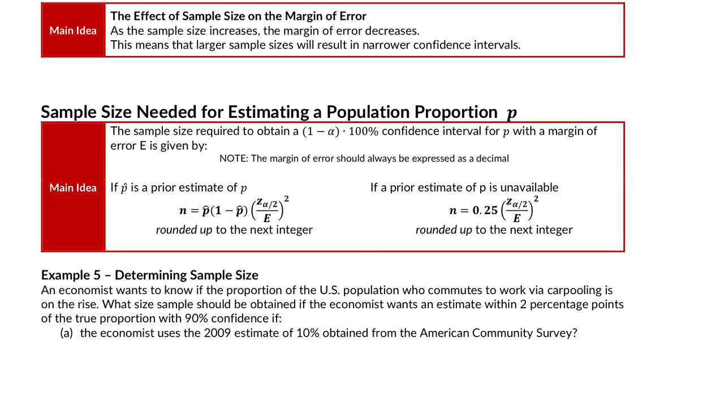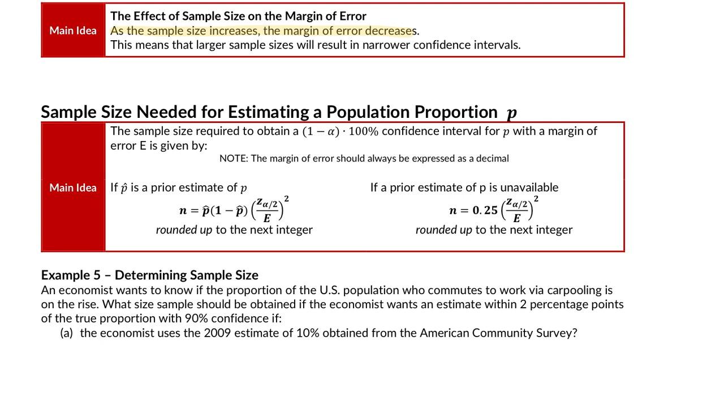The effect of sample size on margin of error. So let's say that we actually sampled 1,000 people for this survey. What's going to happen to our margin of error? It will get smaller. As sample size increases, the margin of error decreases. Why do we think that's the case? More random people, more part of the population being shown in that study. Great. This means that the larger sample sizes would result in a narrower confidence interval.